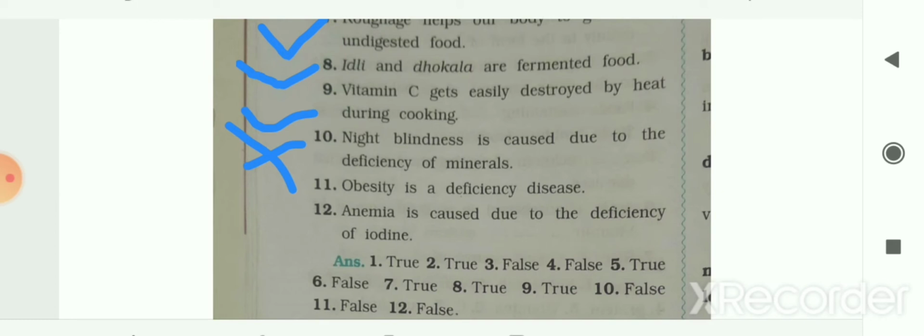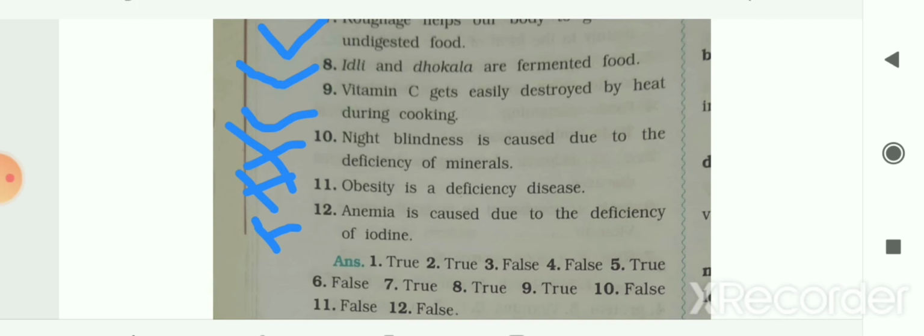Next is obesity is a deficiency disease. So your answer is again false. It's not a deficiency disease. It is caused due to overeating or taking too much of fats. Next is anemia is caused due to the deficiency of iodine. So again your answer is false. Anemia is caused due to the deficiency of iron.